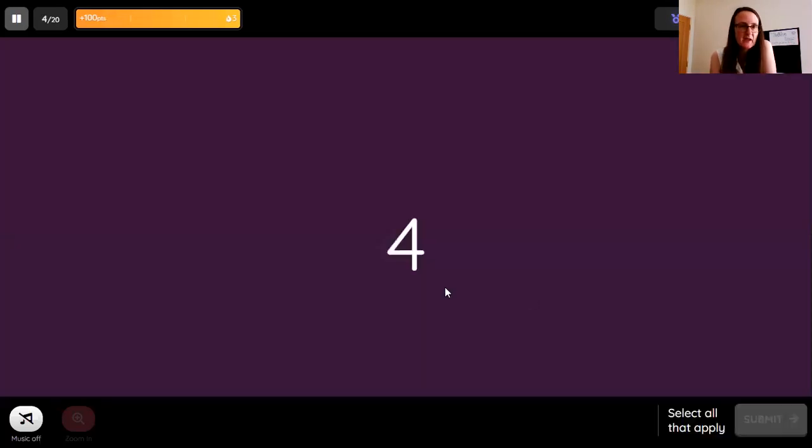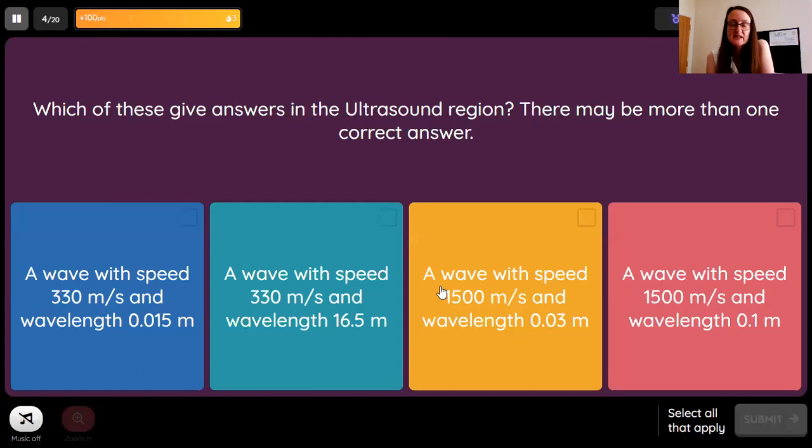We're doing well. Okay. Which of these give answers in the ultrasound region? There may be more than one correct answer. Now, what you would have to do for this question is to work out the frequency of each of the answers. And I'm just moving it so that I can see my calculations. What you would find is that a wave speed of 330 meters per second and a wavelength of 0.015 meters will give an answer which is higher than 20,000 hertz, so it's in the ultrasound region.